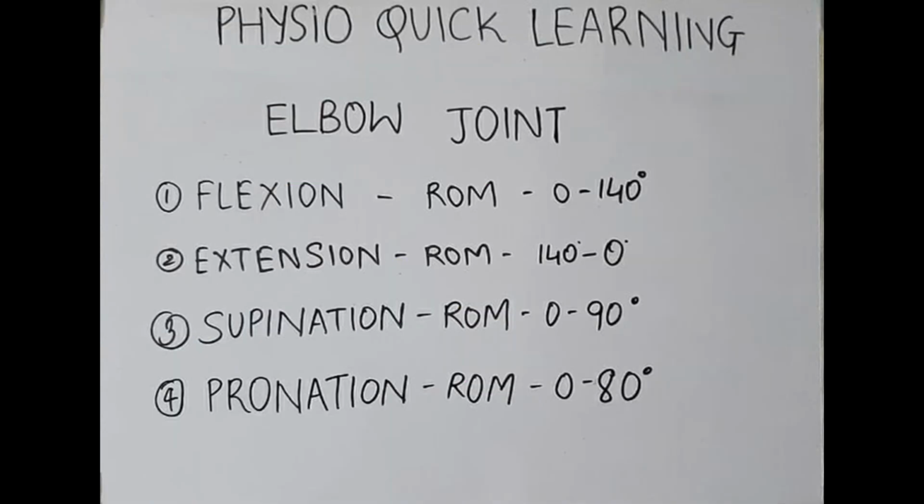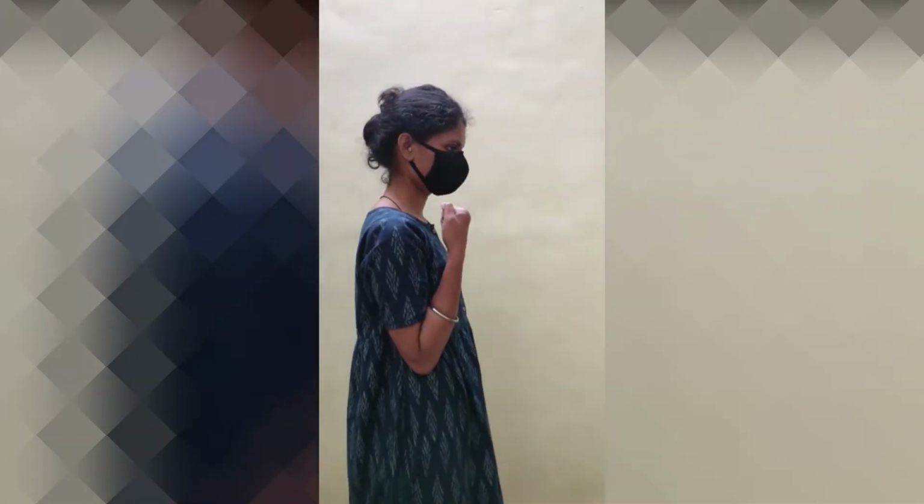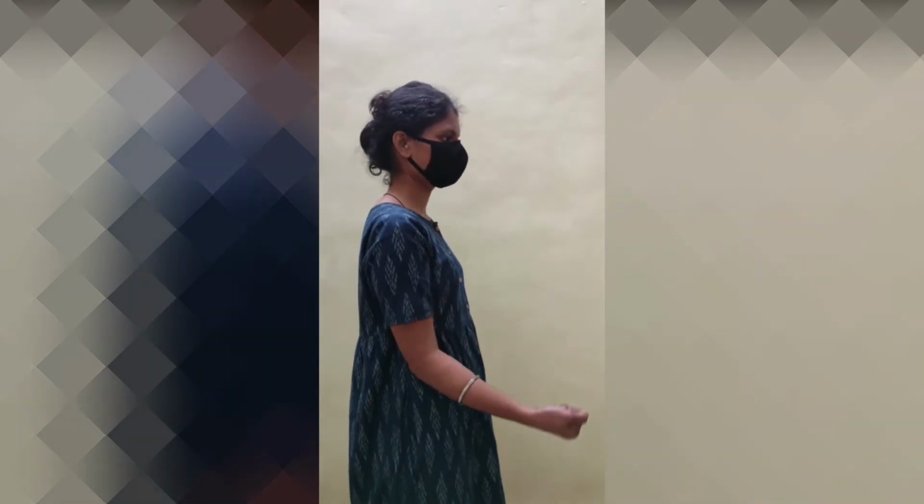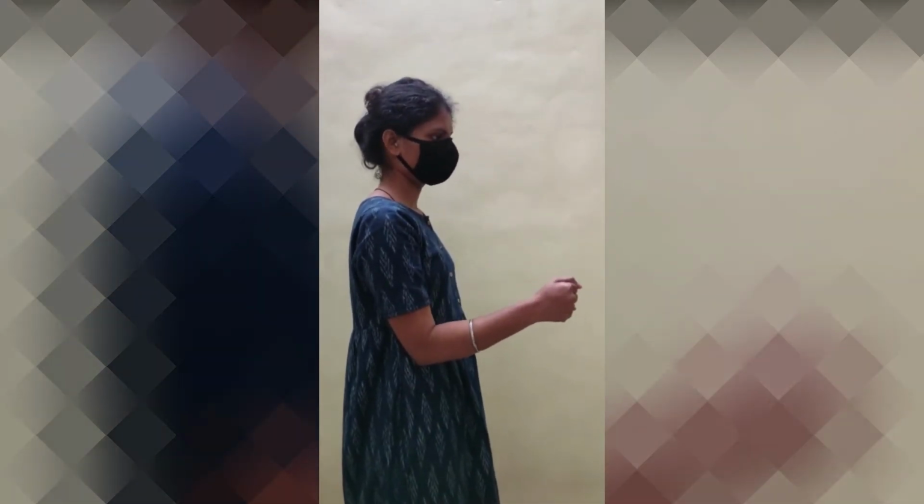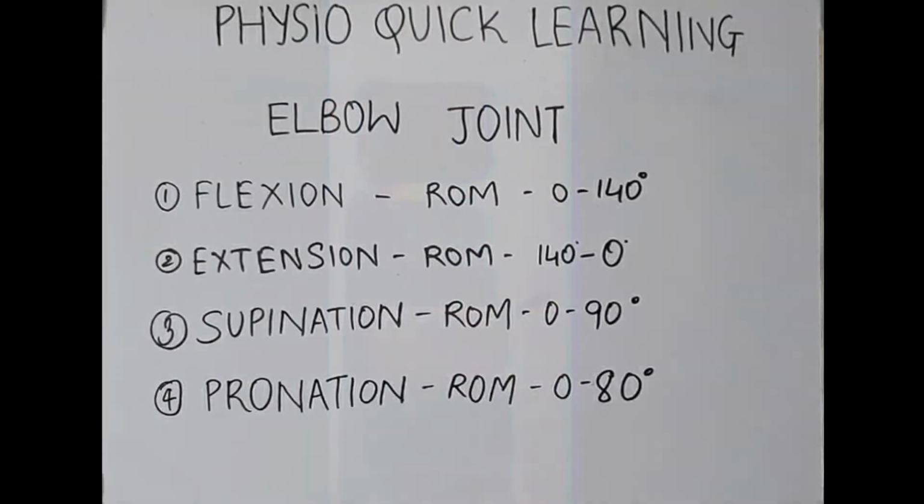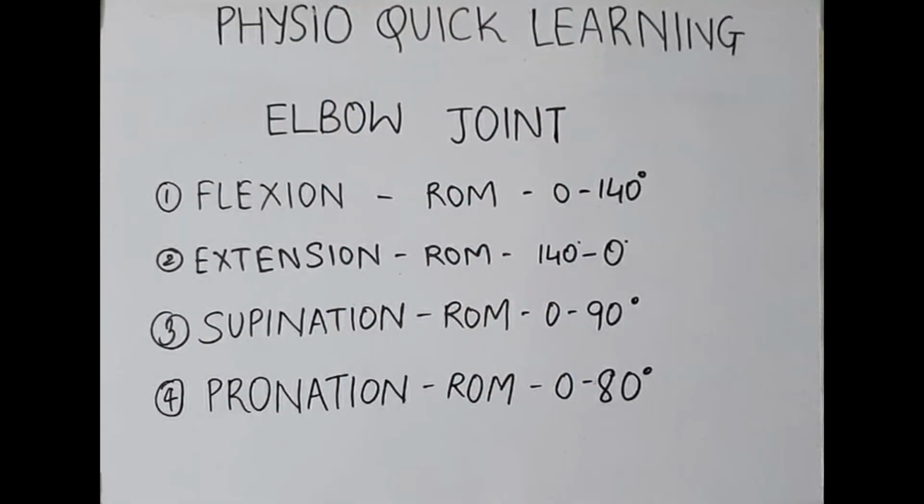Now we'll see elbow joint. The movements occurring at elbow joint are flexion, extension, pronation and supination. For elbow flexion, the muscles used are biceps brachii, brachioradialis and brachialis and the range of motion is 0 to 140 degree.